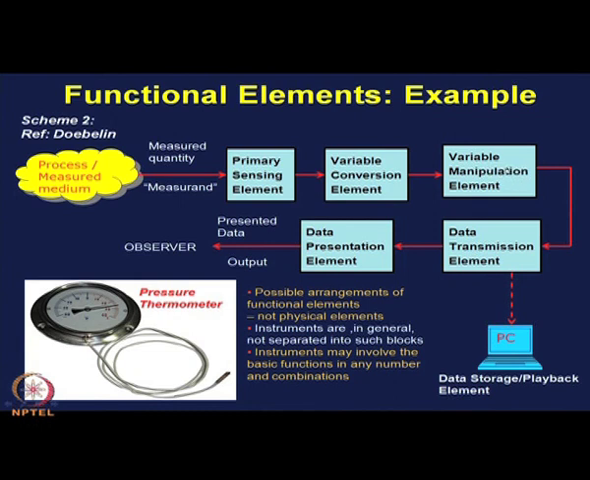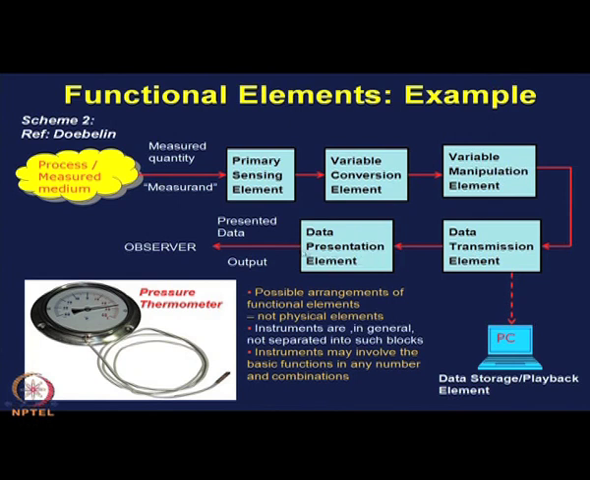Then, if the different parts of the instrument are separated by a distance, we need to transmit data from one point to another. So, we have a data transmission element which will transmit data from one point to another. Finally, we will have an element which will present the data in a recognizable form to the observer. So, we have a data presentation element.